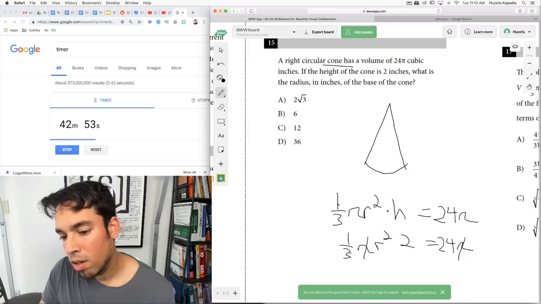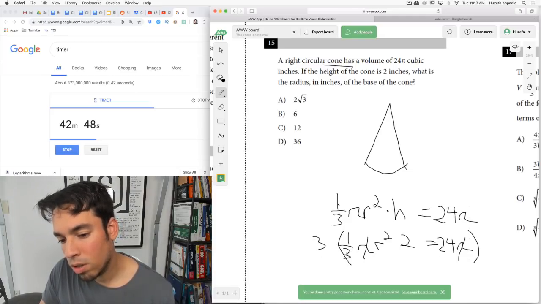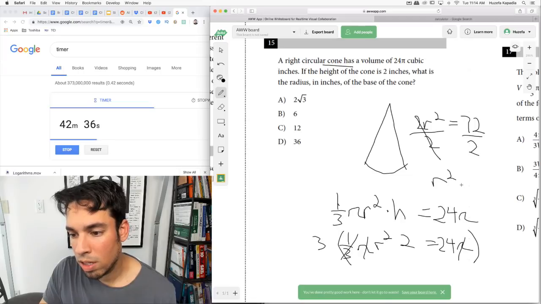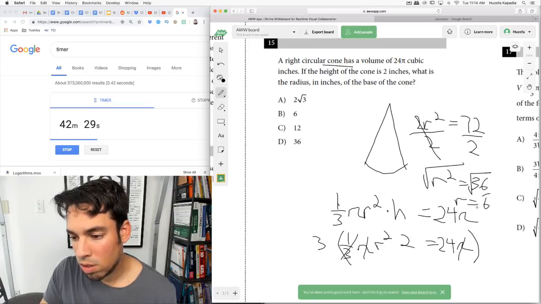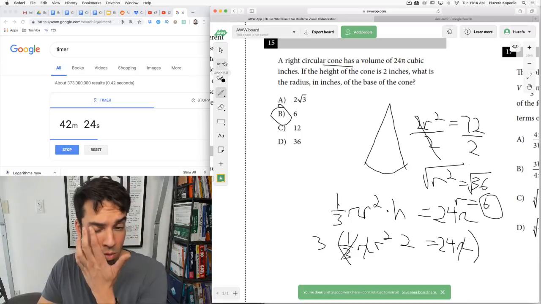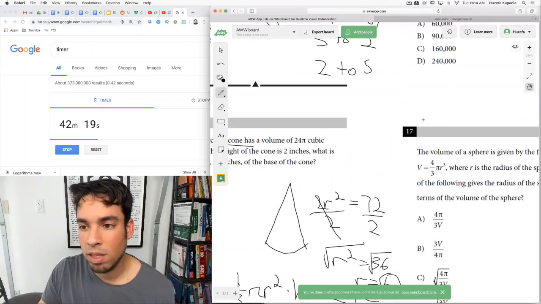Those go away. I'm going to multiply both sides by 3 to get rid of the 1/3, and then that becomes 72. So 2r squared equals 72. And then divide both sides by 2 to get rid of that. R squared equals 36. Square root of both sides to isolate r, and r equals 6. So it's a radius of 6. I put this one. This is the right answer if it wasn't a cone, if it was a cylinder, which I forgot the 1/3. I'll never forget that question.